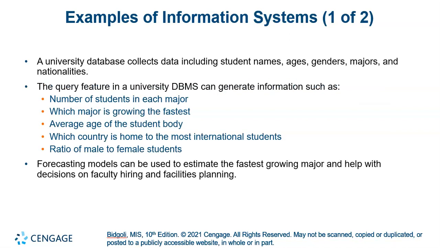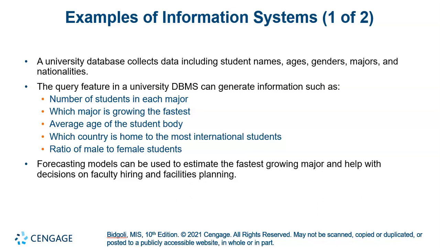Let's look at some examples. We talked about St. Francis when you're registering for class, but everything the university has, all the information we have on you goes into the university's DBMS. Your name, your age, gender, major, nationalities, the list goes on and on and on. But why do we need this? Why do we want this information?